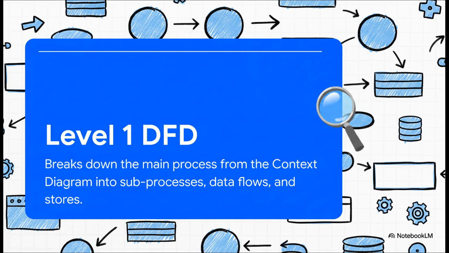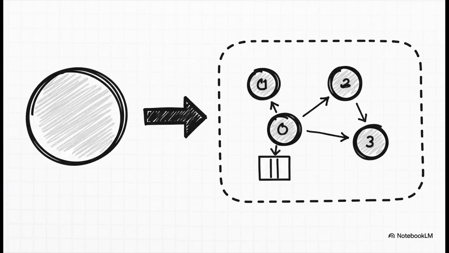When we decompose that one big process, we create what's called a level 1 DFD. This is us zooming in for the first time to see the main things that are actually happening inside the system. And boom! That single process bubble from before is now broken down into several numbered subprocesses, like 1.0 create job opening or 2.0 receive application. Now we can start to see how data flows between these different functions, and this is usually where we introduce our first data stores too.